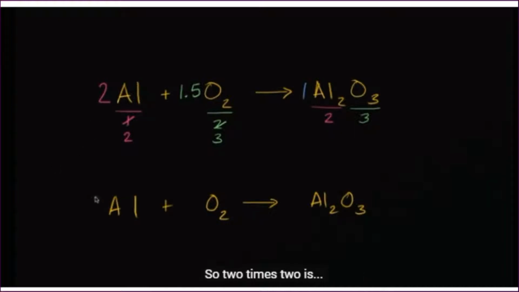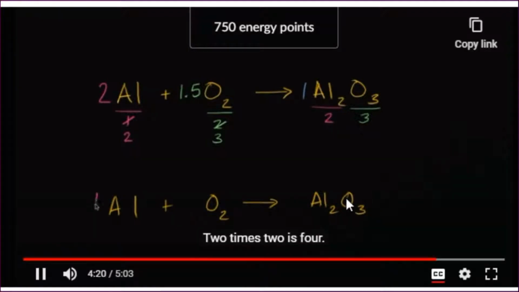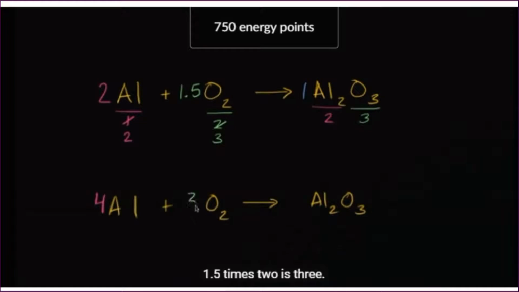So 2 times 2 is 4. 2 times 2 is 4. 1.5 times 2 is 3. And then 1 times 2 is 2. And now you can verify. How many aluminums do we have on each side?